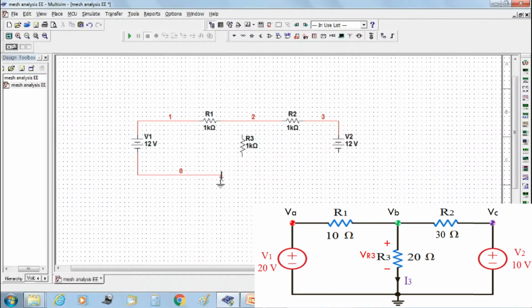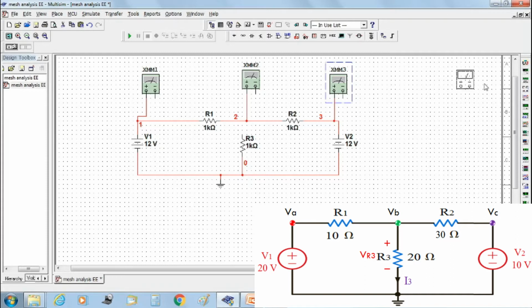Connect the voltage source V2, resistor R3 and voltage source V2 to the ground. Then select multimeter 1 to measure voltage between supply voltage V1 and resistor R1. Then select multimeter 2 to measure voltage between resistor R1 and R2, call it voltage VB. And select multimeter 3 to measure the voltage between resistor R2 and voltage V2, call it voltage VC.